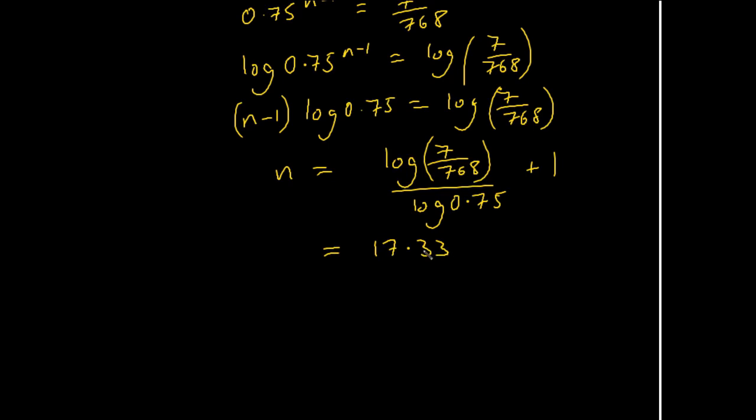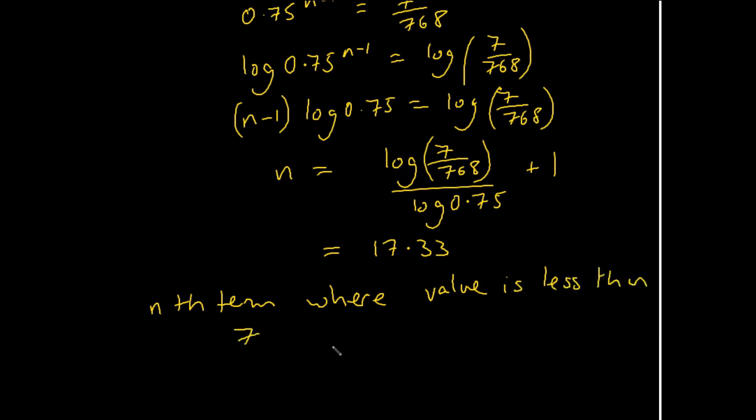Now, that's not an integer, so what we'd need is the nth term where the value is less than 7. It's going to be the 18th term, because 17.33 would give me exactly 7, so the next number would be the first one where it's less than 7. It's going to be the 18th term.